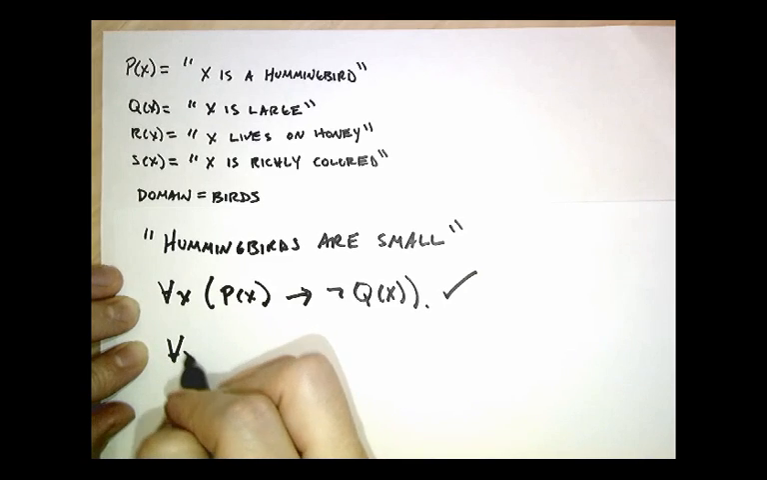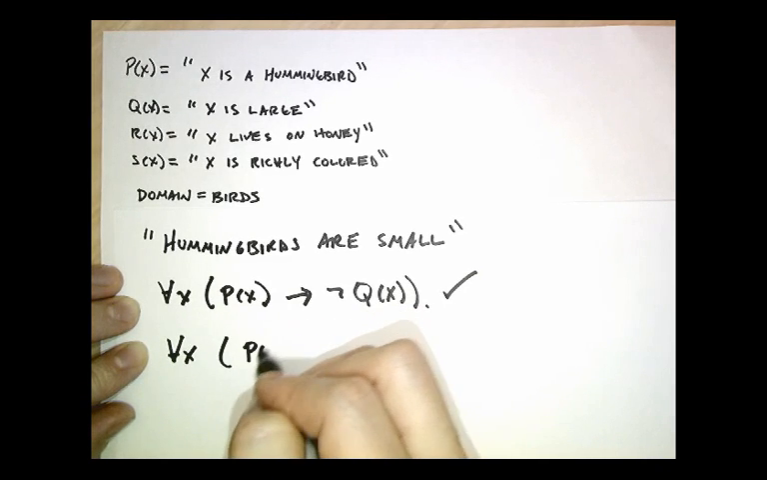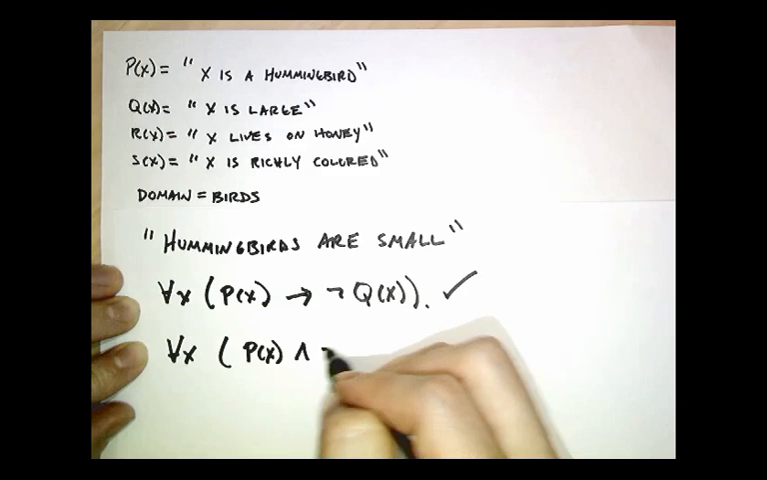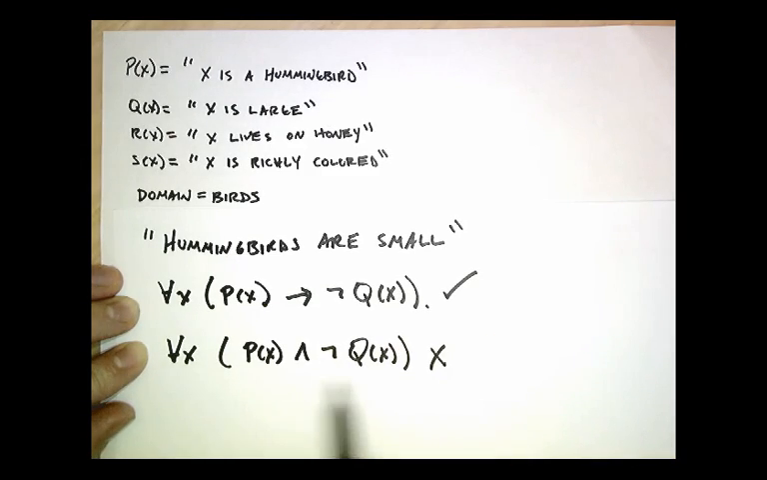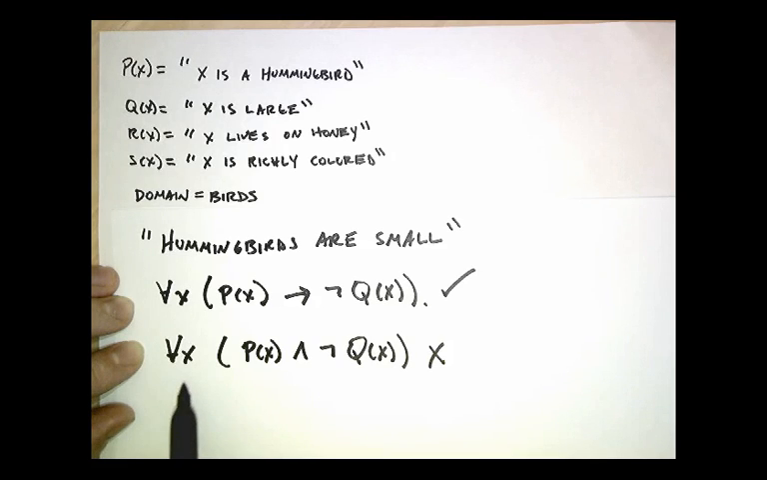A wrong answer would be for all x, P of x and not Q of x. This is the wrong answer. This means that for every bird, you're a hummingbird and you're not large. So this would express the idea that every bird is a hummingbird and it's small. But you know, there are some birds that aren't hummingbirds, so this isn't the right answer.